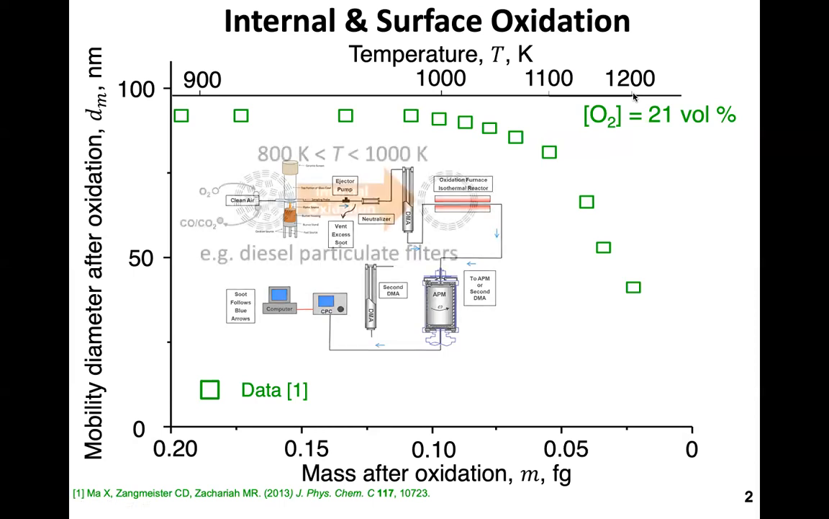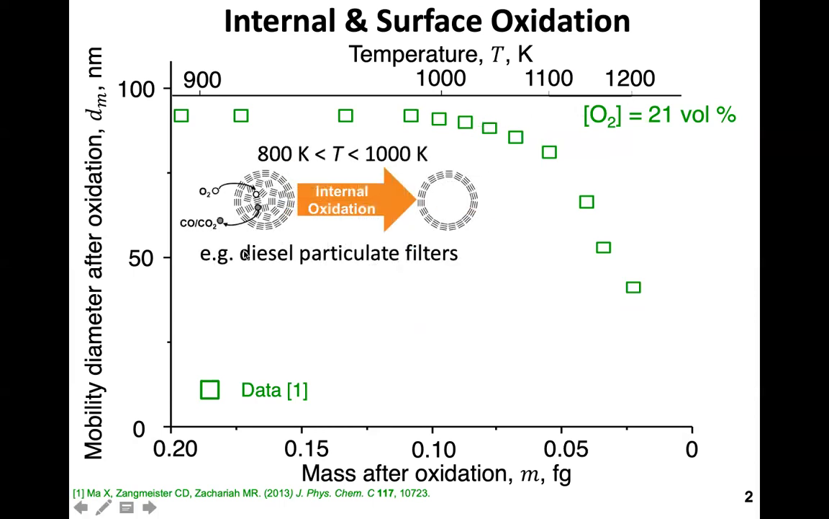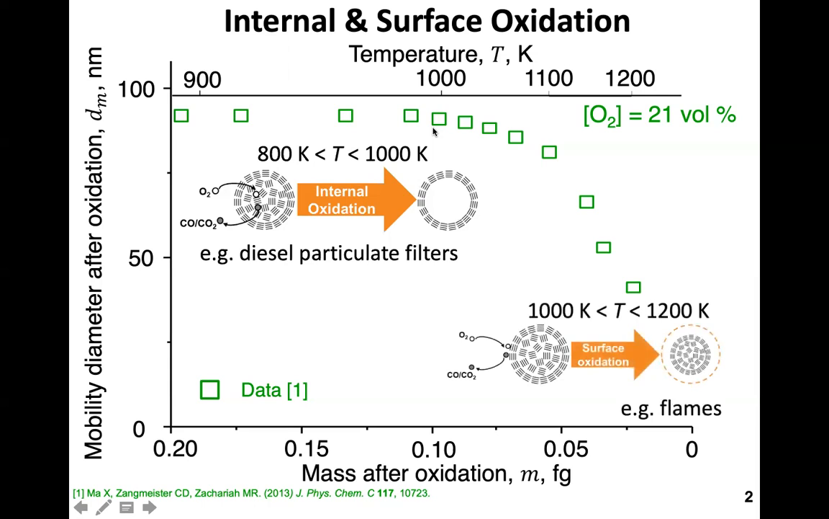At low temperatures that are typically present, for example, in diesel particulate filters, oxygen molecules can diffuse and react with the bulk carbonaceous nanoparticle. So at these conditions, oxidation reduces the particle mass without affecting its mobility diameter. At high temperatures that are present, for example, at the flame front, oxidation takes place on the particle surface. So it reduces both the particle mass, but also its diameter.